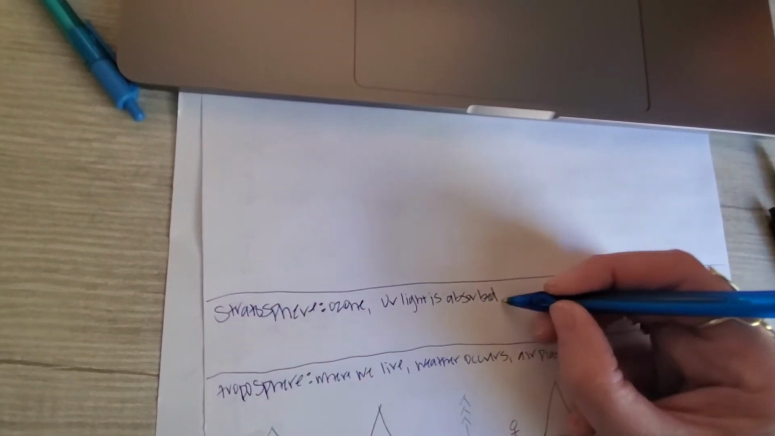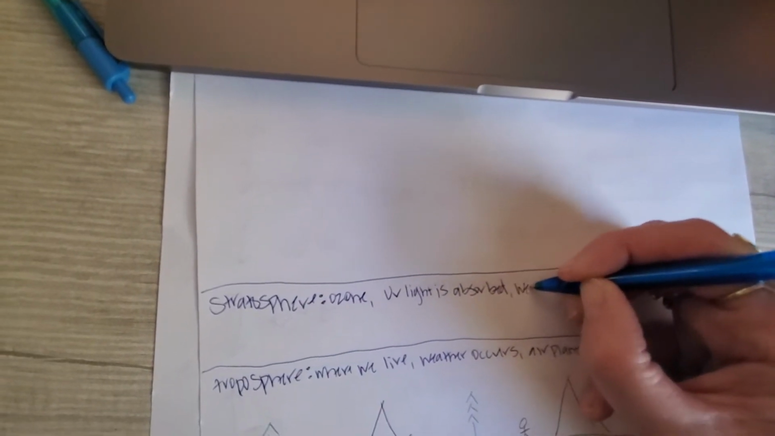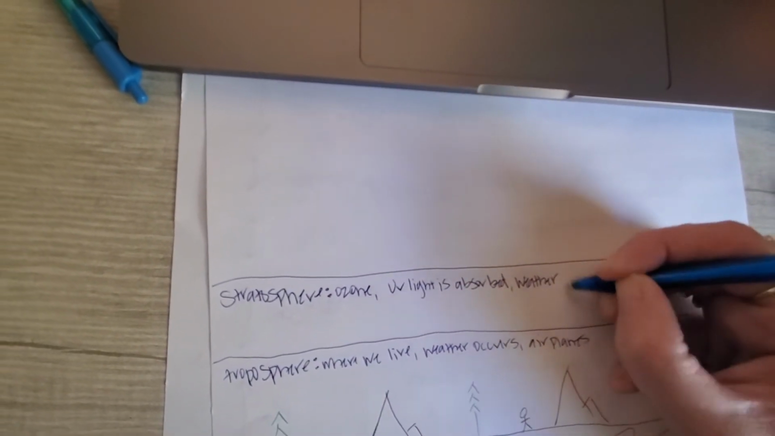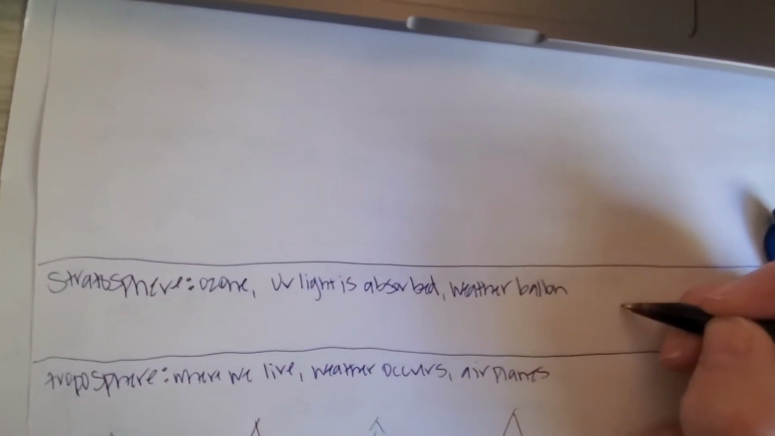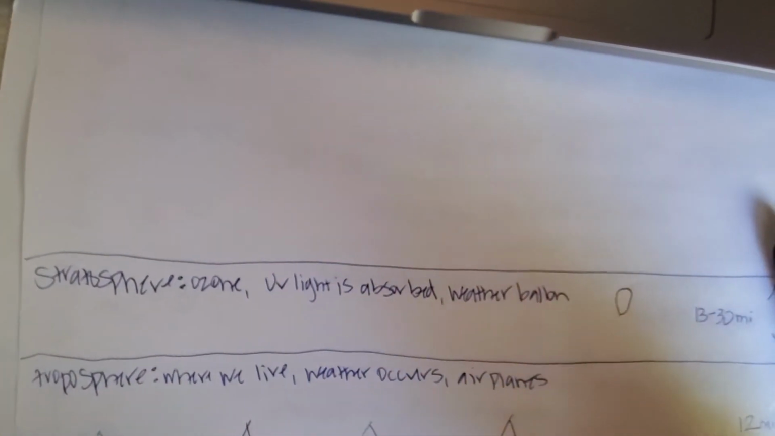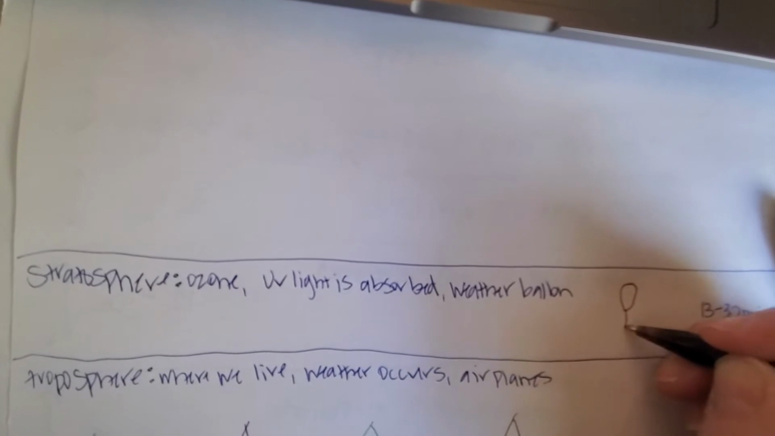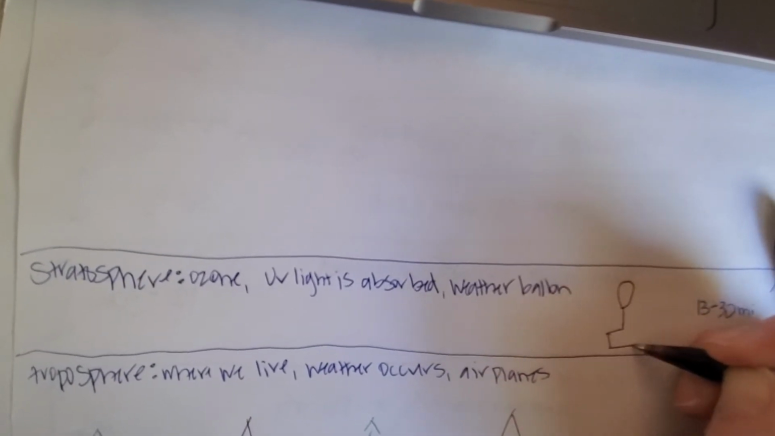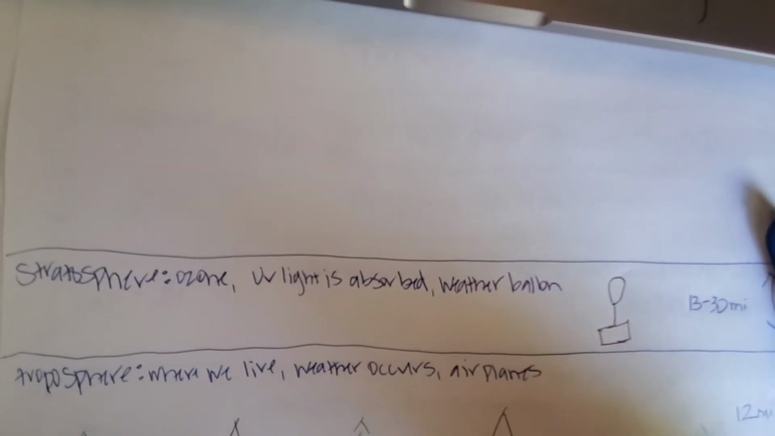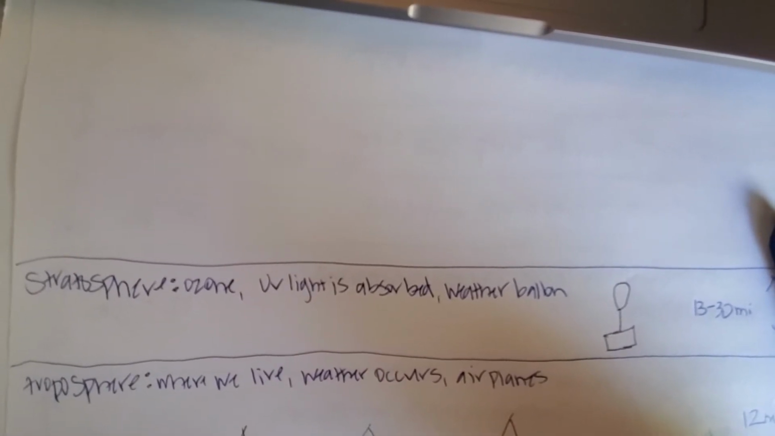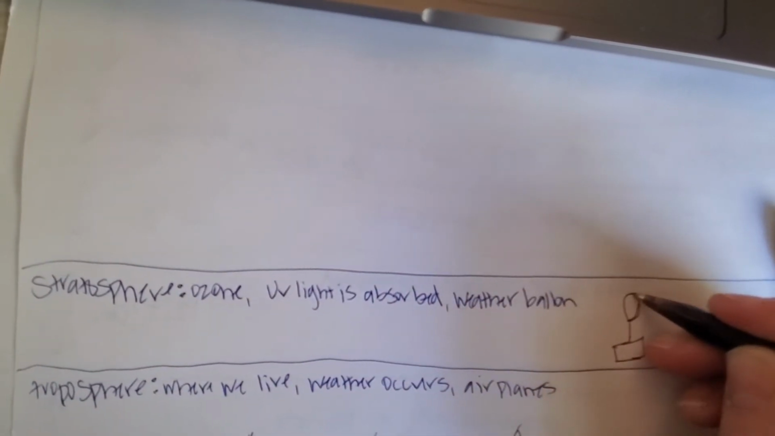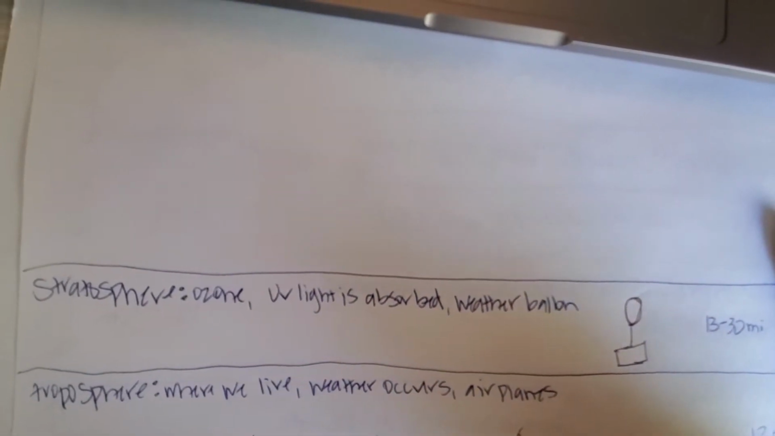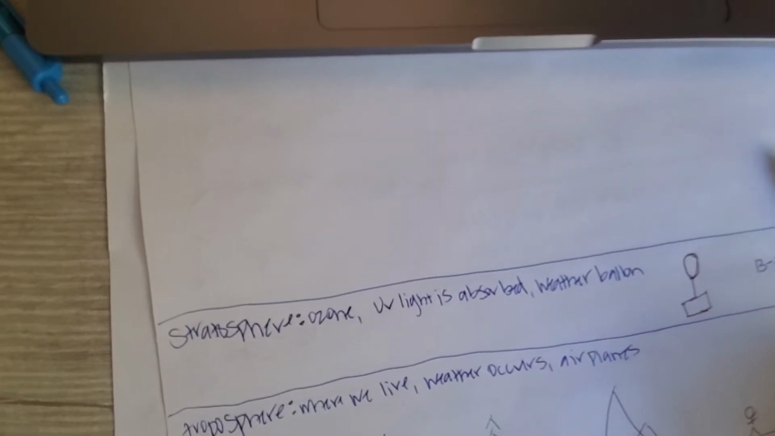Also in this layer, we have something called a weather balloon. Now, a weather balloon is really just a little balloon. There's my balloon. It carries a device, a little box, a device that measures air temperature, air humidity, and air pressure. All right, let's keep going.